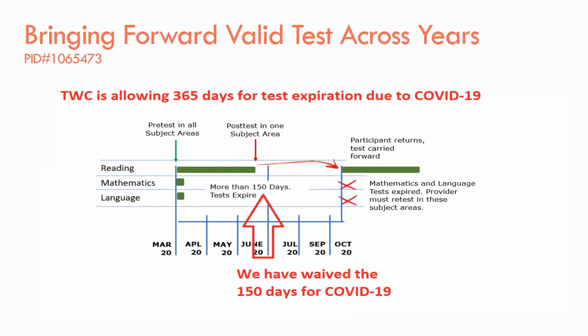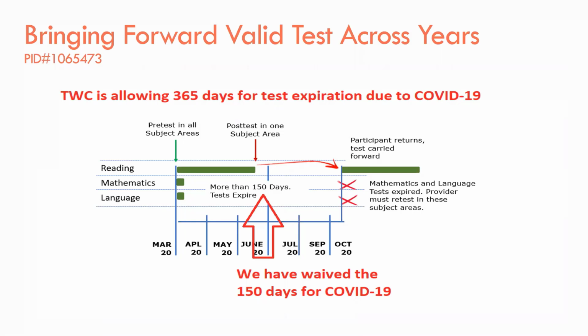In this particular example, which is straight out of the assessment guide, some of the dates and the fact that it says 150 days probably doesn't make a whole lot of sense. Just know that we allowed 365 days for test expiration due to COVID-19. So instead of being able to pull forward a test from the last program year for 150 days, we can go all the way back to 365 days.